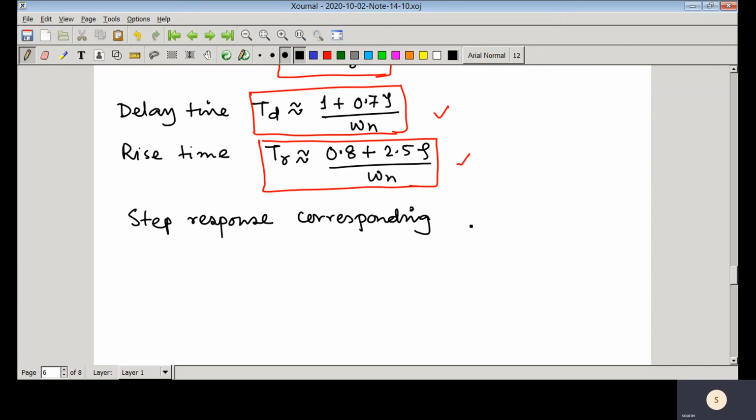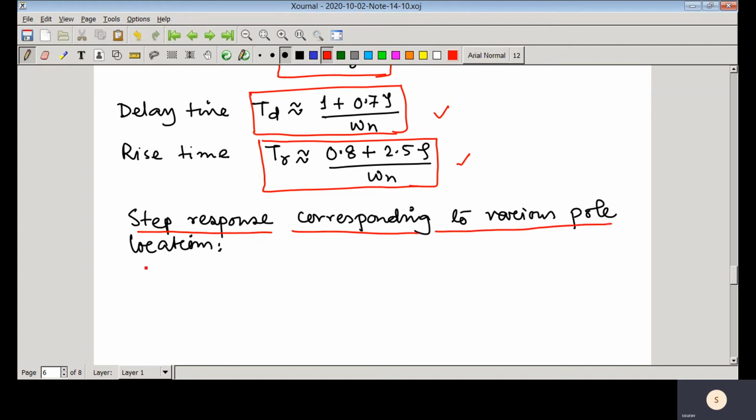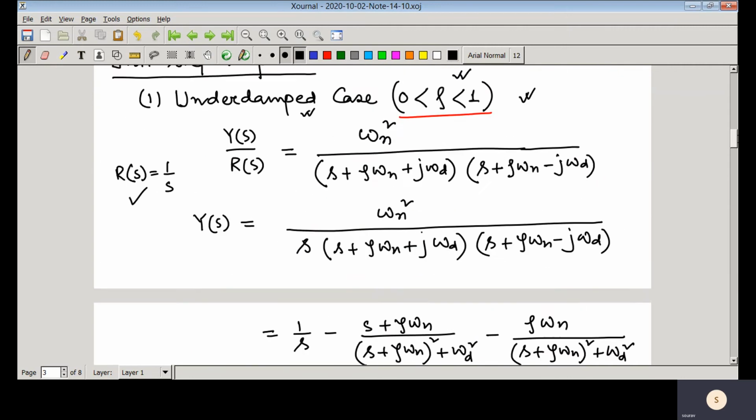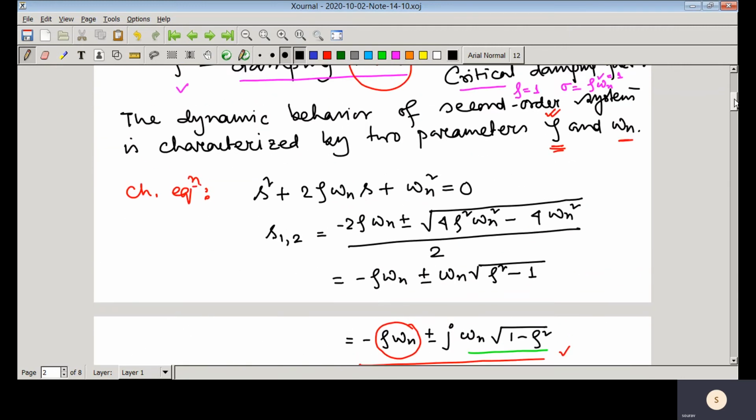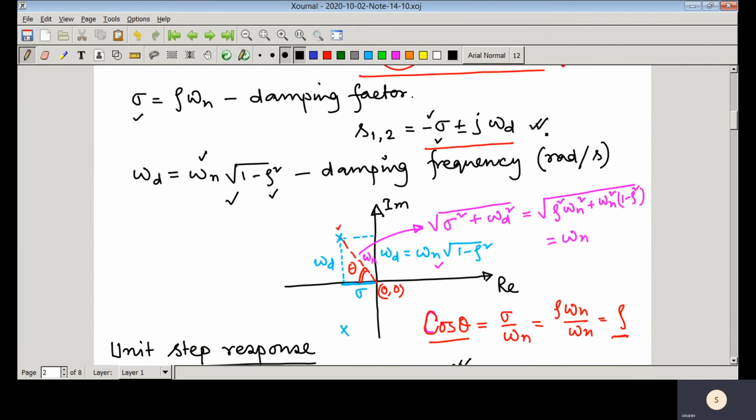Corresponding to various pole locations. So here we are analyzing the same thing in terms of the pole locations. As we have seen, the location of the poles of a second order system, that is s1 and s2, we can see here. The location of the poles here, you can see, is minus sigma plus minus j omega d.